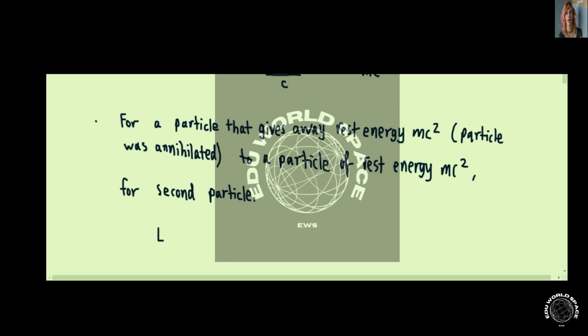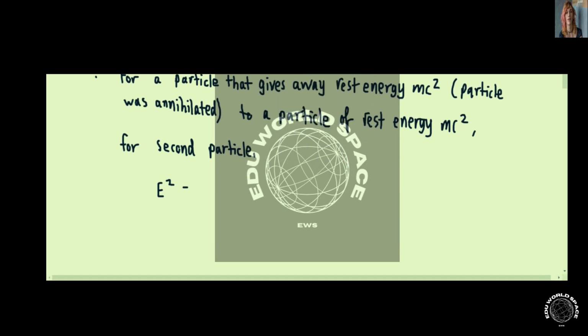So this second particle, we have an energy relation for it. I'm going to go ahead and move down a little bit here. And we use the relativistic energy equation that relates the square of the energy to p squared c squared plus the square of the rest energy. So because the rest energy of the annihilated particle is added to the rest energy of this particle, the total energy becomes 2mc squared. So that is what you see right here.